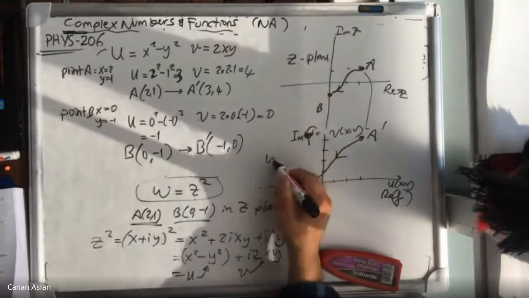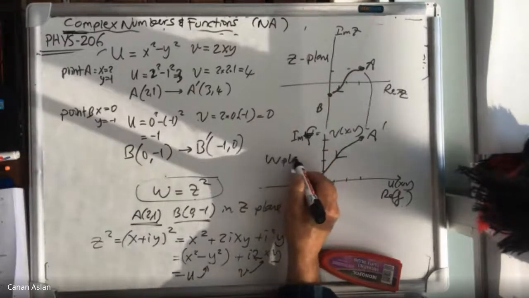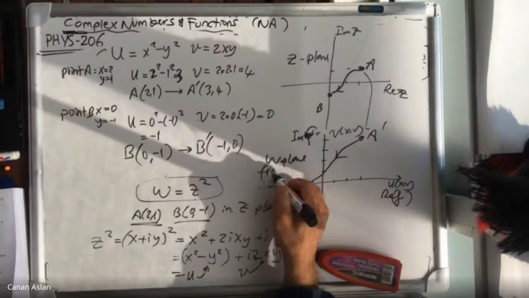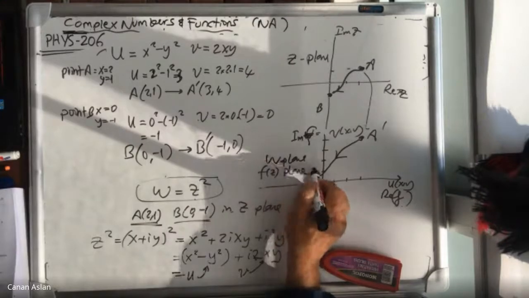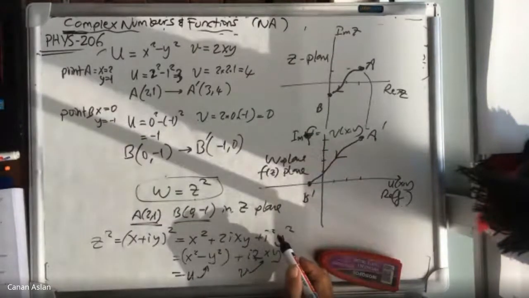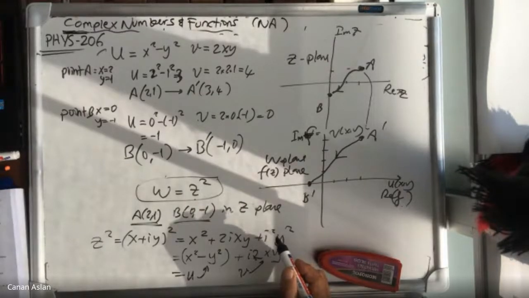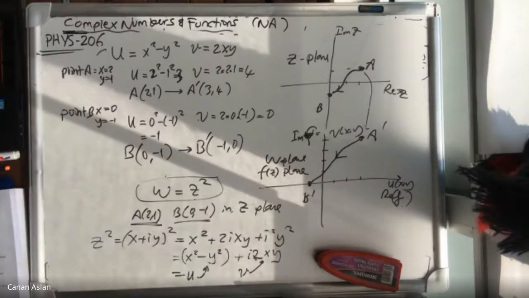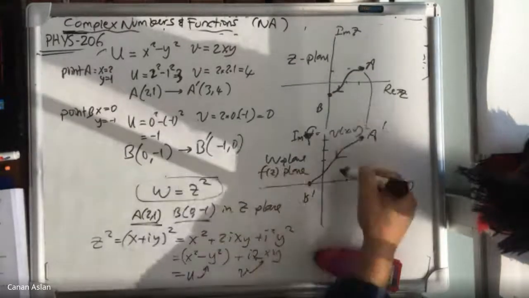This is the W plane. Sometimes it's called the f(z) plane. So two different planes. Now let's see what kind of path we can follow.